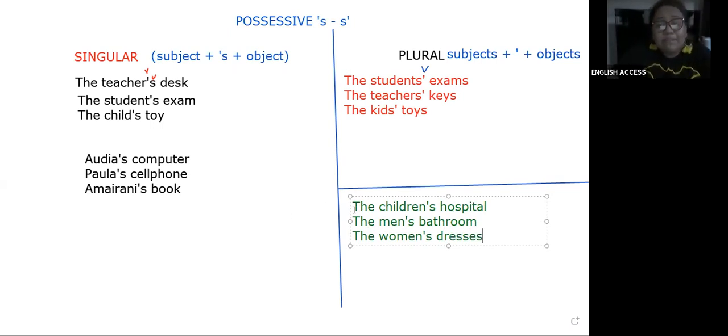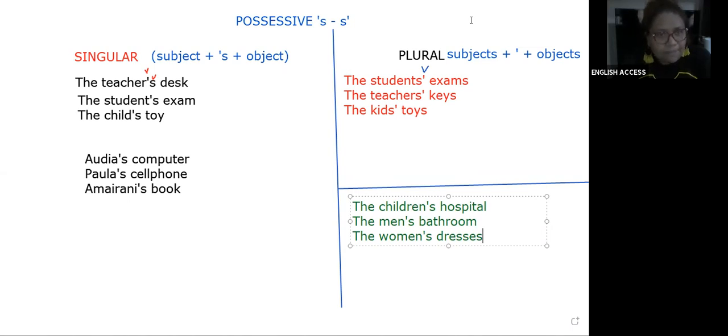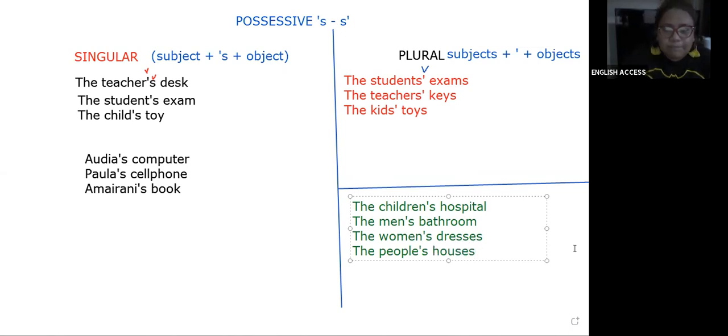Okay. ¿Qué pasó aquí? Como estos sustantivos irregulares, como lo es children, men and women, no terminan en S. Entonces, tengo que agregar el apóstrofe y la S también. Okay. ¿Sí? Like, for example, the people's houses. ¿Sí? Pero sigue siendo plural. ¿Ok? ¿Estamos bien hasta aquí? Yes.